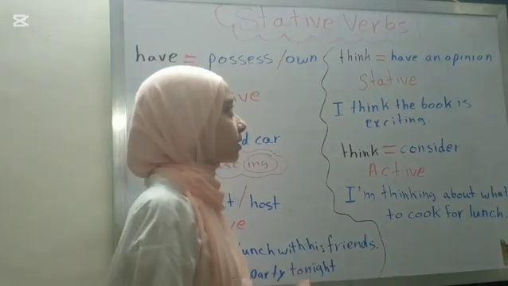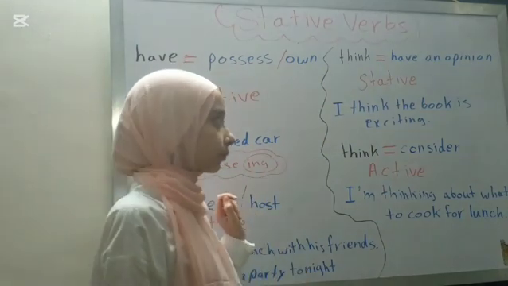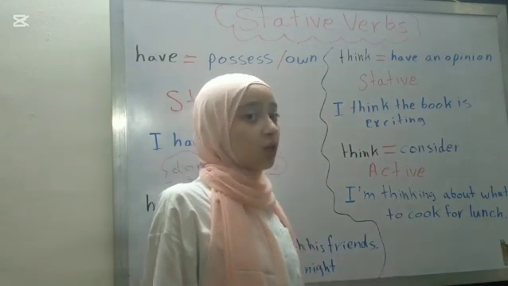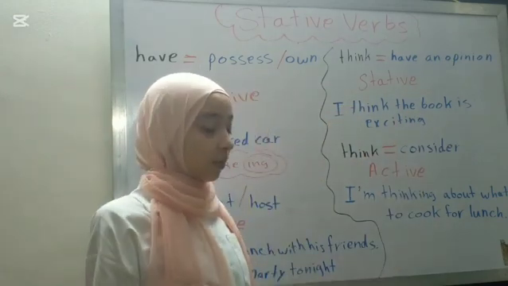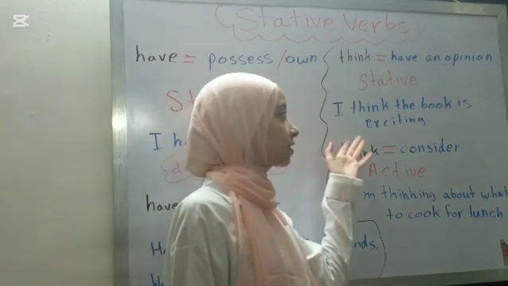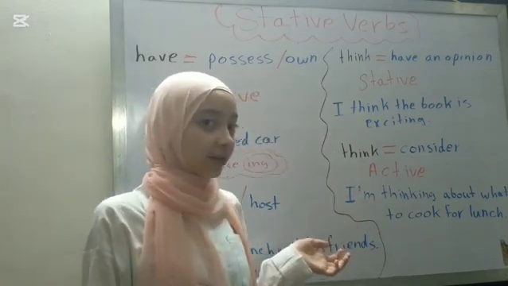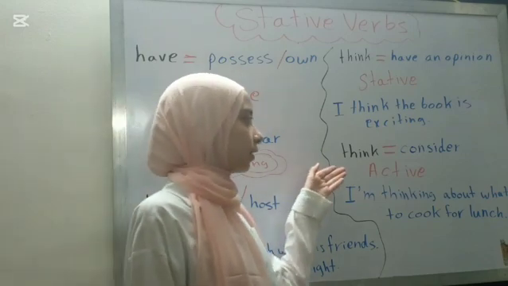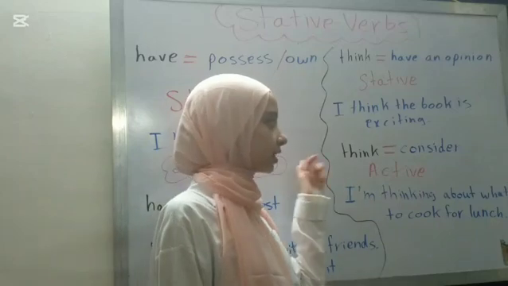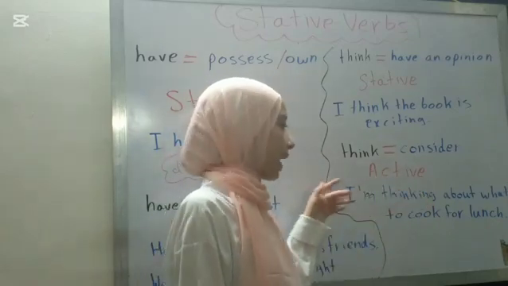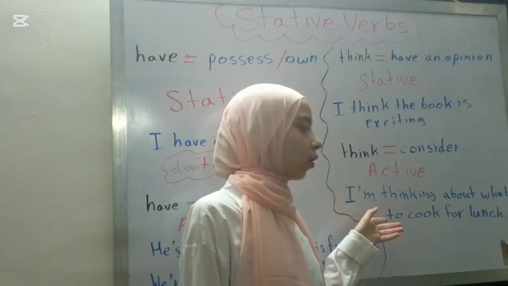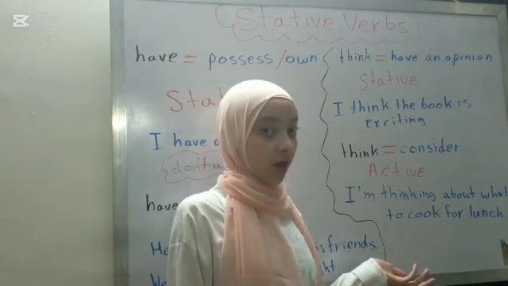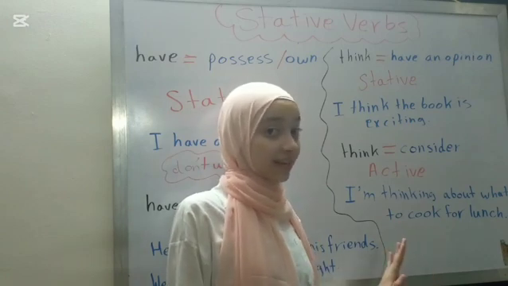Another verb is the verb think. If it means to have an opinion, it's a stative verb. Like, I think the book is exciting. It's an opinion. I didn't do anything. But here, if the verb think means consider, like, I'm thinking about what to cook for lunch, here it's an active verb. It's not a state.